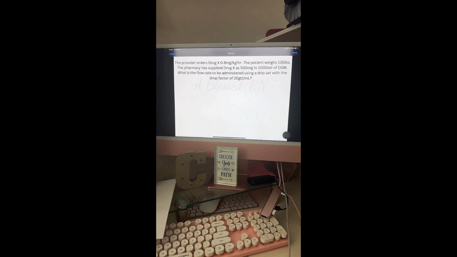All right, so this is one of my favorite types of problems. It's a weight-based problem. And guess what? It's drops per minute, so it's a combination. This is the big one. I love it. All right, so let's do it. The provider orders drug X, 0.8 milligrams per kilogram per hour. The patient weighs 135 pounds. The pharmacy has supplied drug X as 500 milligrams in 1,000 mLs of D5W. What is the flow rate to be administered using a drip set with a drop factor of 20 drops per milliliter?